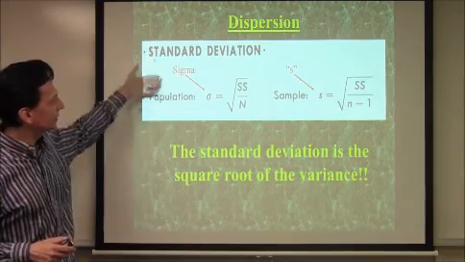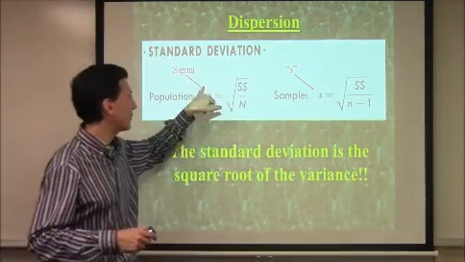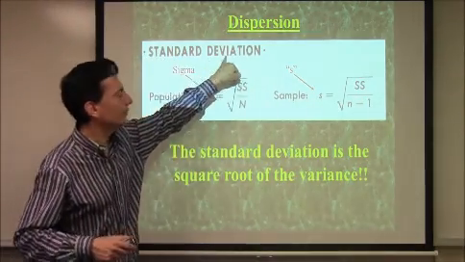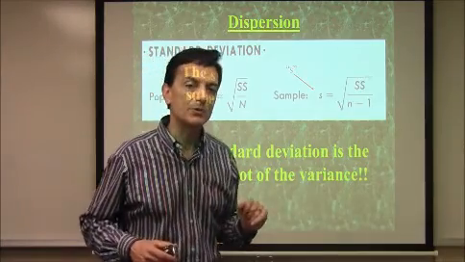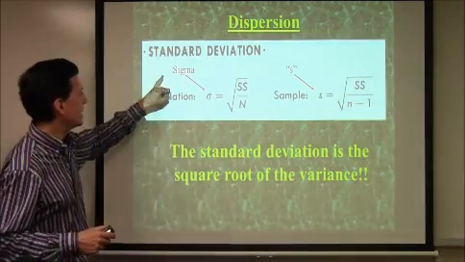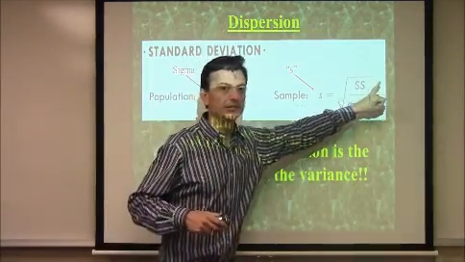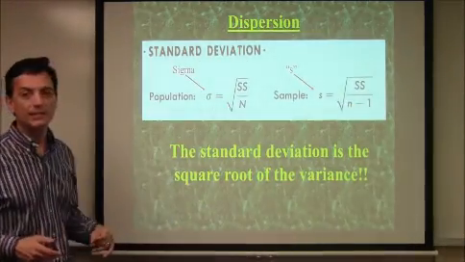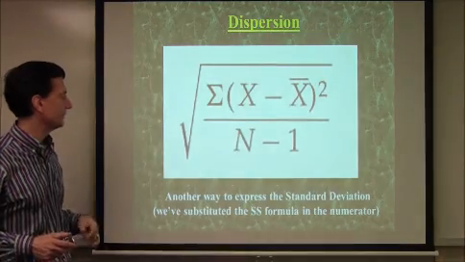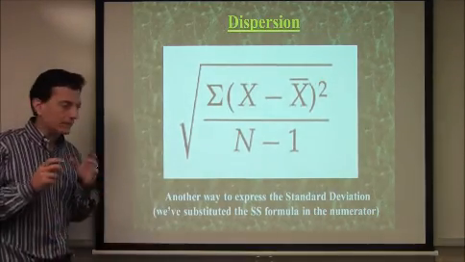So now what we're going to do is show you the same slide that we had a moment ago, but we're taking the square root, and now we're dealing with standard deviations as opposed to variances. So we have the population standard deviation, the sample standard deviation. Okay? The standard deviation is the square root of the variance. Okay? We can express this a slightly different way.